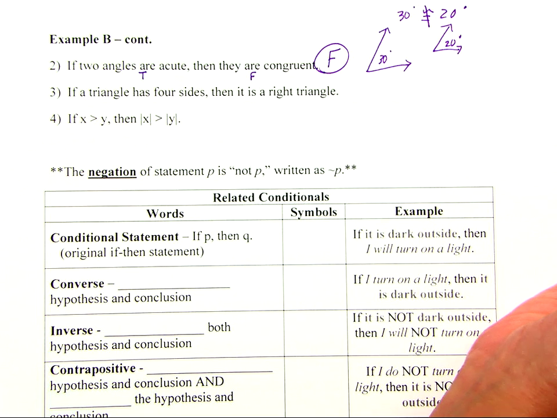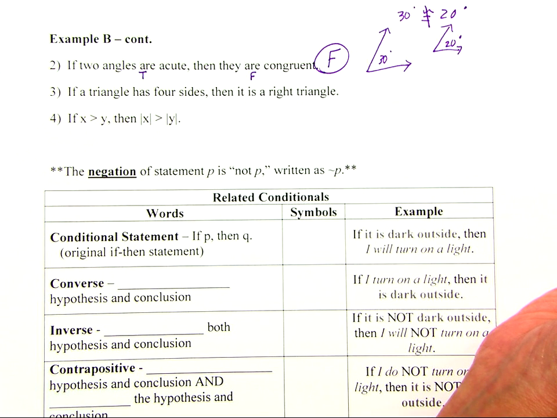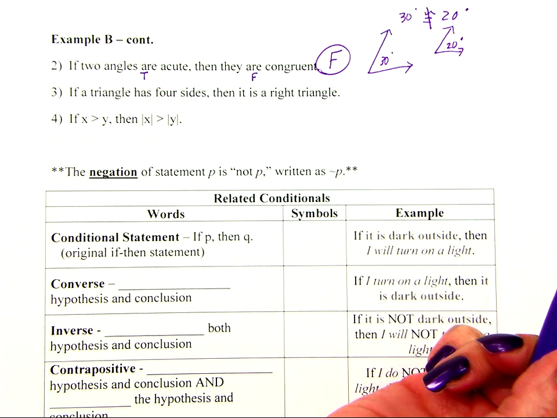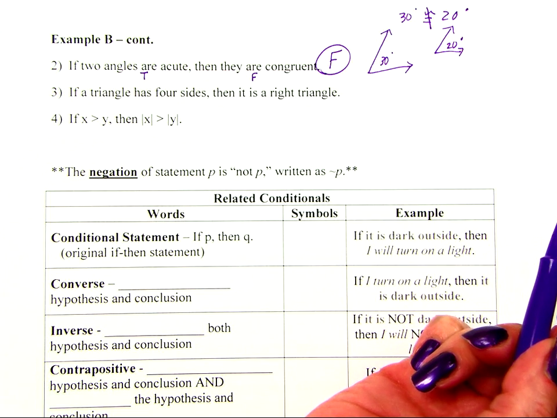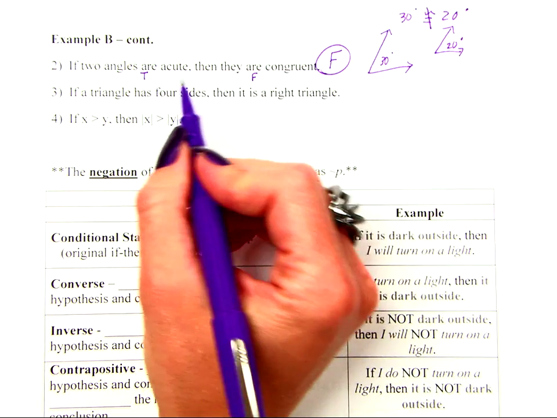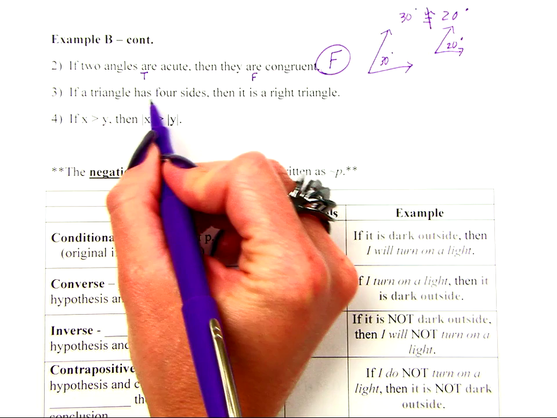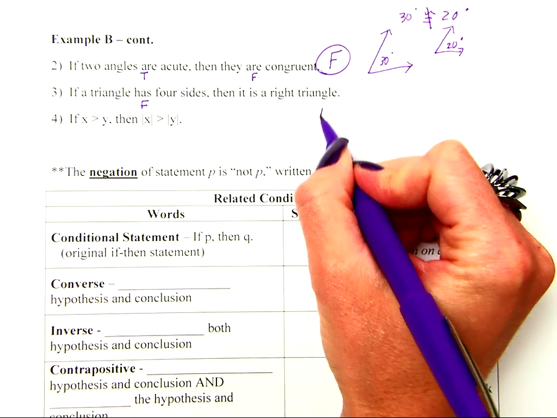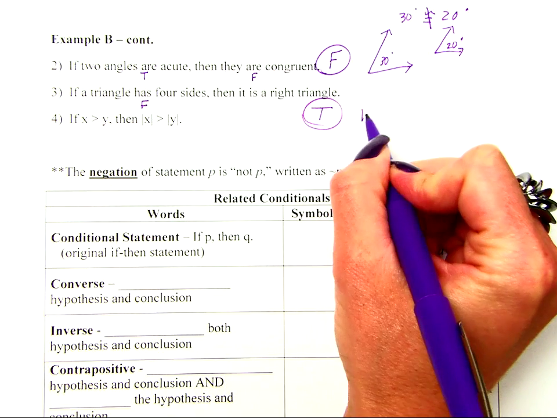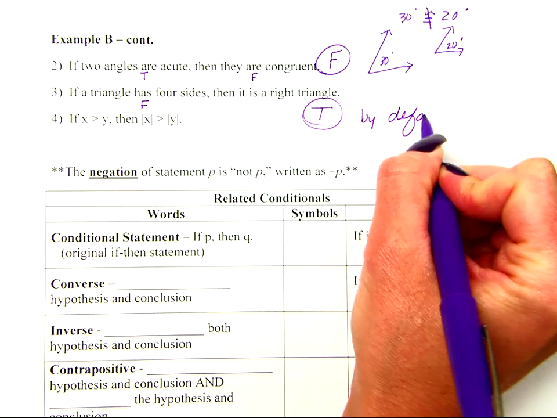Number 3: if a triangle has 4 sides, it is a right triangle. Well, this is one of those kind of silly ones. If a triangle has 4 sides, that doesn't even make sense. But because this has a false hypothesis, we're going to say that this is true by default.